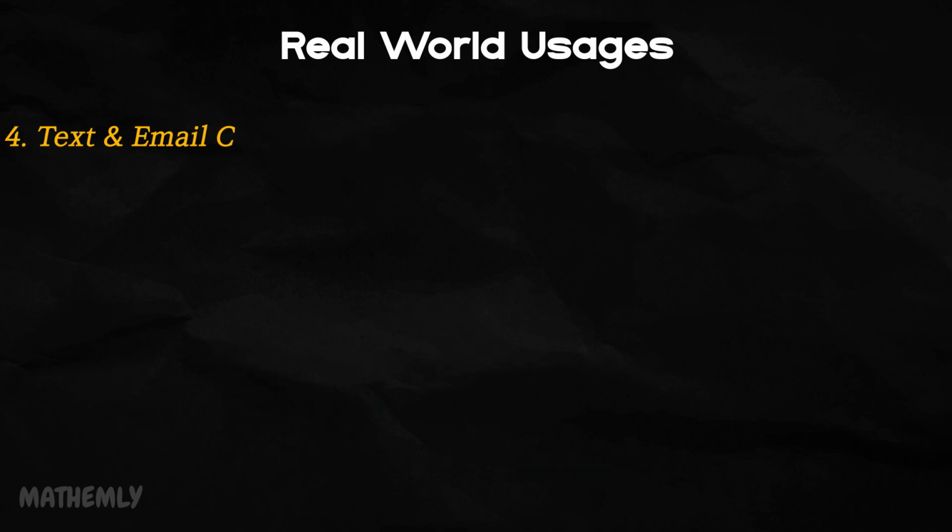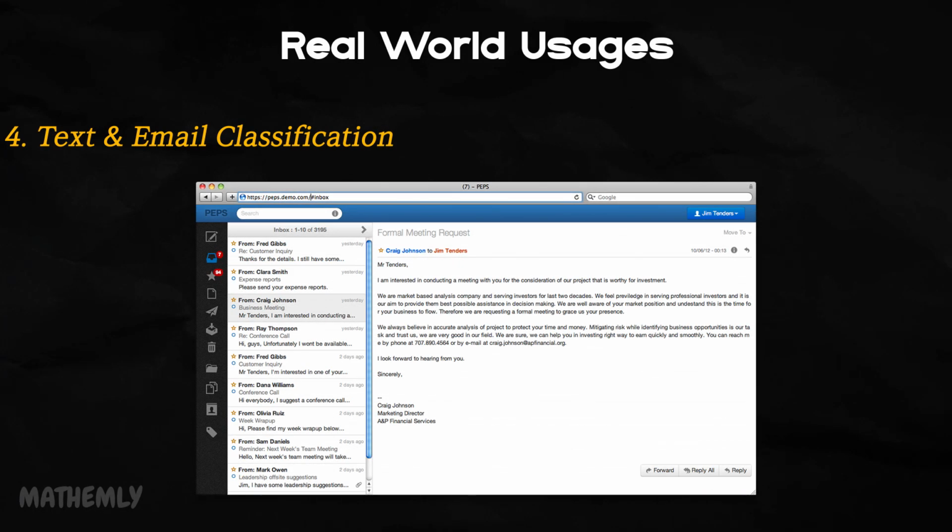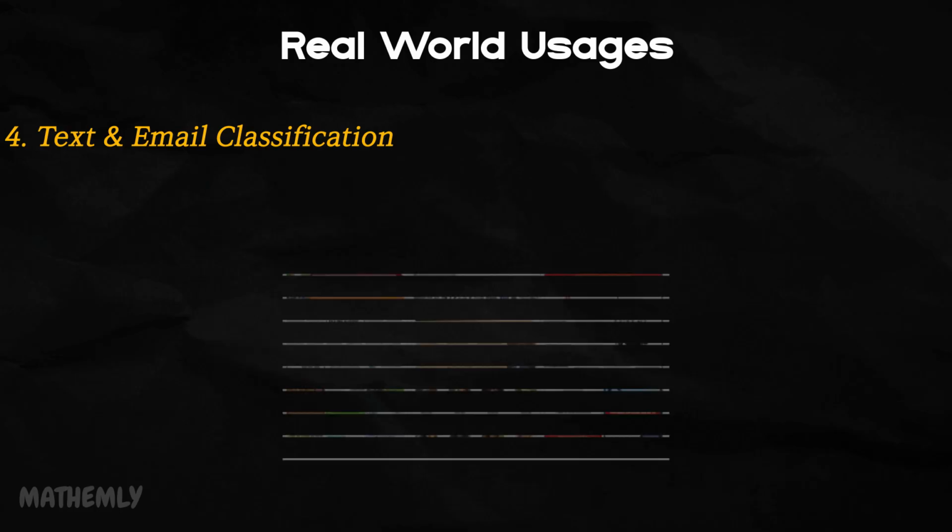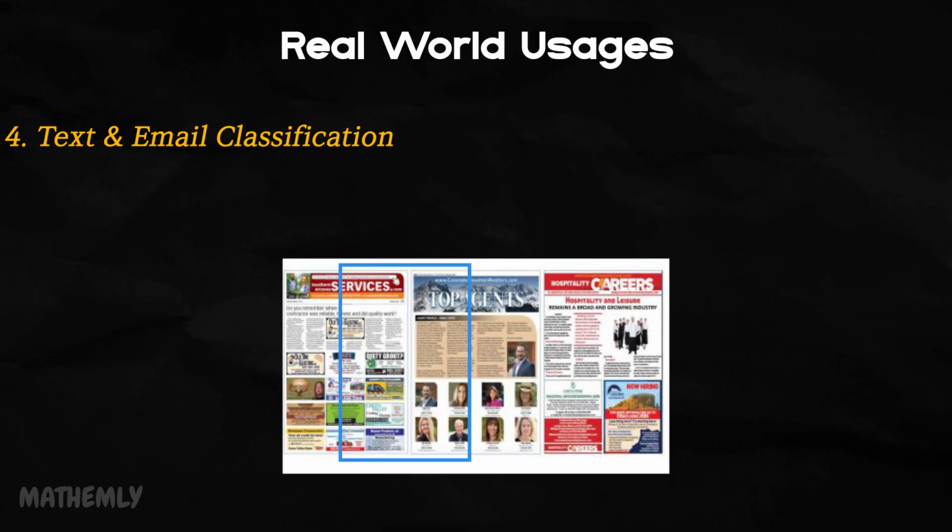Text and email classification. SVM is also used to classify text in applications like email filtering and document categorization. It helps email servers like Gmail detect spam by analyzing keywords and patterns in emails. Additionally, SVM is used by news platforms to automatically sort articles into categories like sports, business, and entertainment.